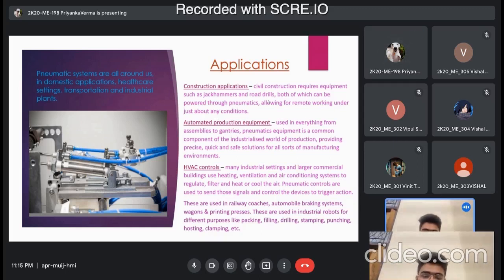HVAC control. Many industrial settings and large commercial buildings use heating, ventilation, and air conditioning systems to regulate, filter, and heat or cool the air. Pneumatic controls are used to send those signals and control the devices to trigger action. These are used in railway coaches, automobile braking systems, wagons, and printing presses. These are used in industrial robots for different purposes like packing, filling, drilling, stamping, punching, hoisting, and clamping, etc.